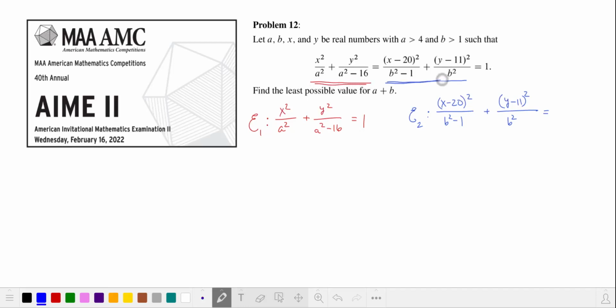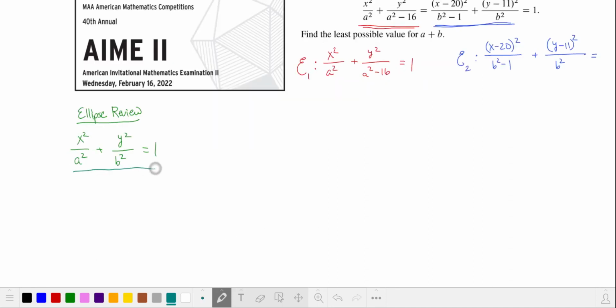The left and middle parts of this equation describe ellipses. We'll call the one on the left ellipse 1 and the one on the right ellipse 2, and we'll have a brief review of the properties of ellipses. Let's consider this equation for a standard ellipse that's centered at the origin.